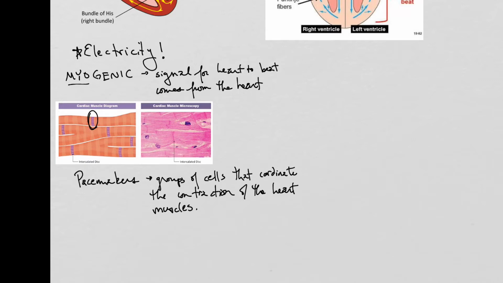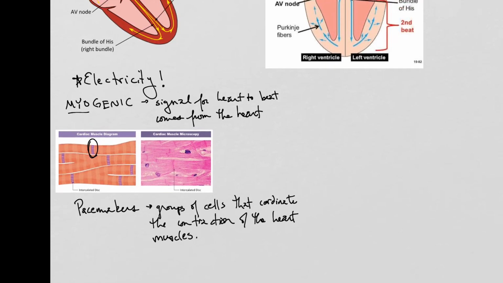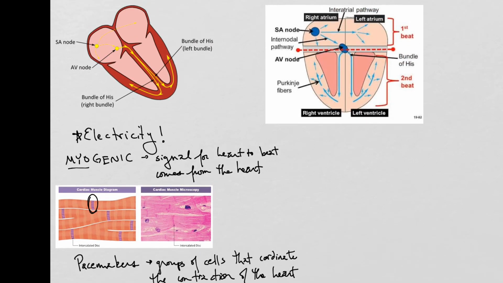You know that people can get pacemakers put in them. Those are little artificial things that control the contraction of the heart. But these pacemakers that exist in your heart right now are bunches of cells. So our first pacemaker is called the SA node. That's our first pacemaker. So this is a bunch of cells. SA is short for sinoatrial.